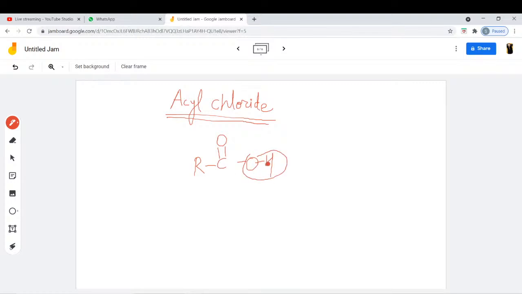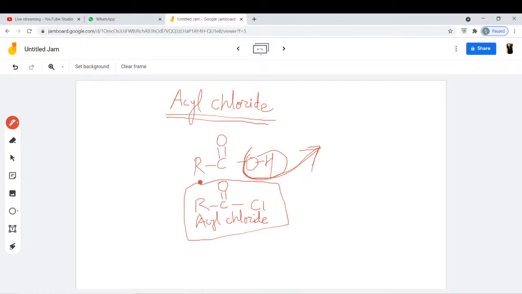If you replace or remove this OH group and attach chlorine, this is nothing but the chloride, which you call acyl chloride. This is your acyl chlorides. These are also derivatives of acids, carboxylic acids.